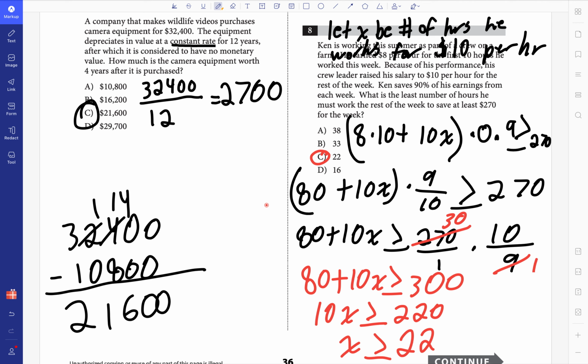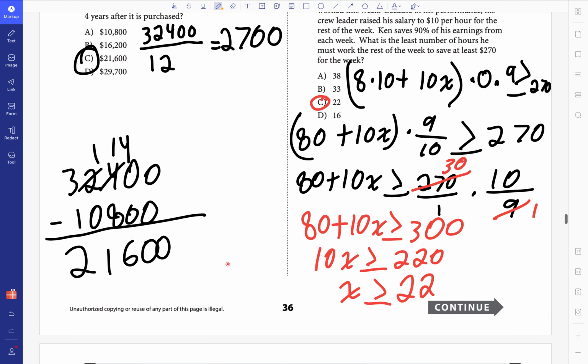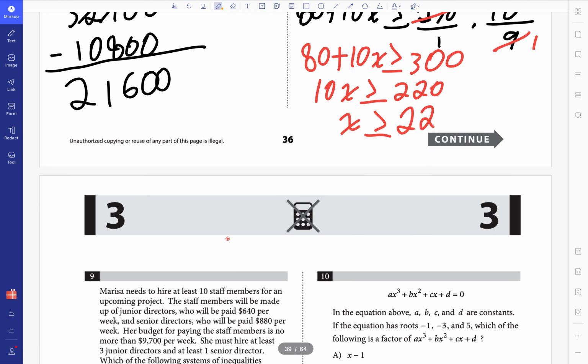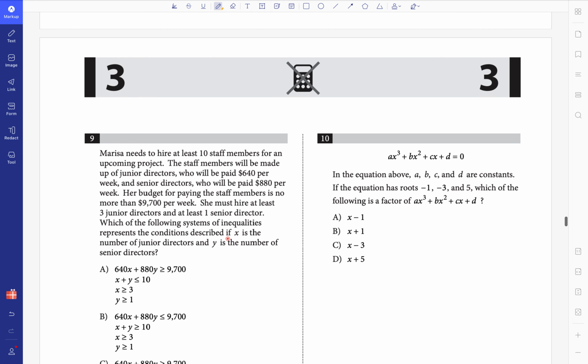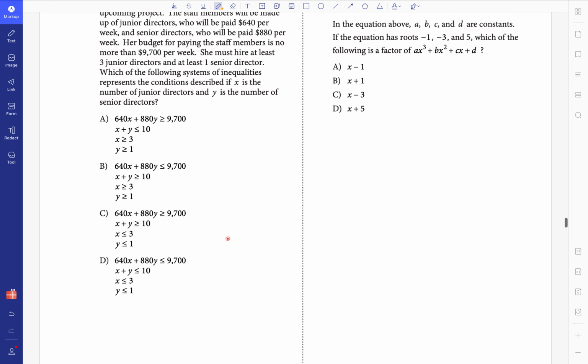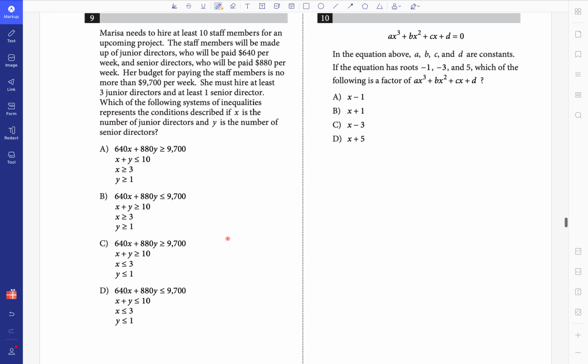Let me pull up the next question on my other computer. Okay. Unauthorized copying or reuse of any part of this page is illegal. Well, I'm teaching, so I'm not trying to copy it. So I think I should be good legally, of course.